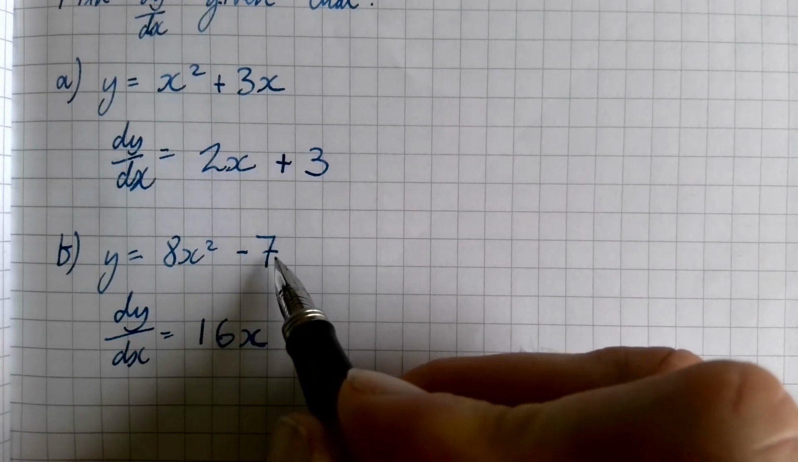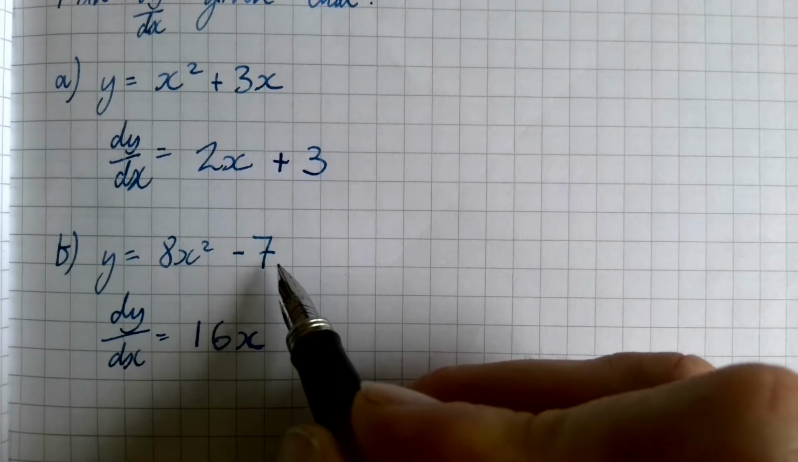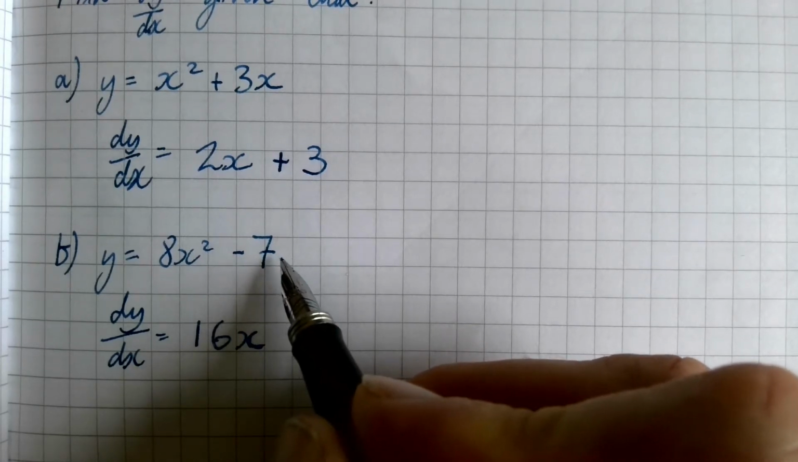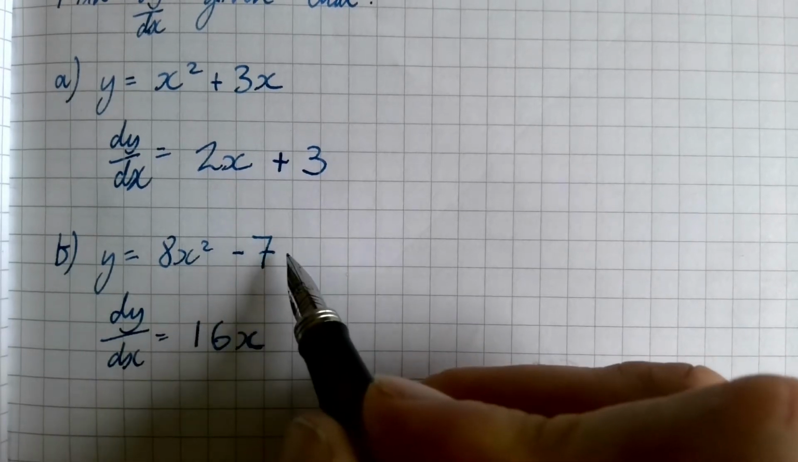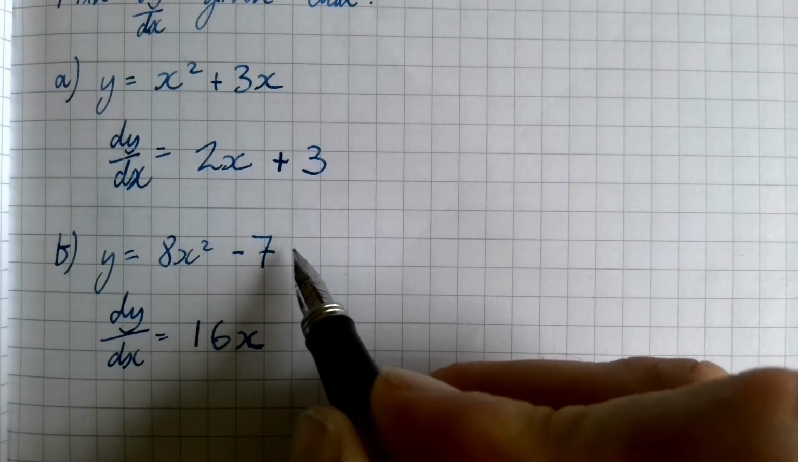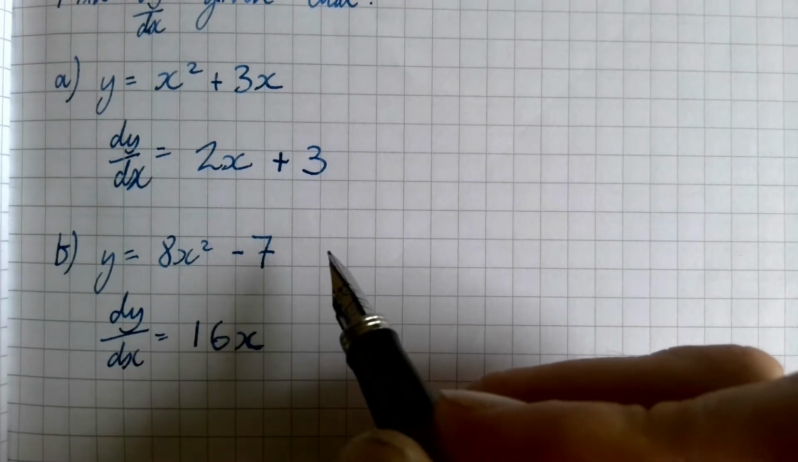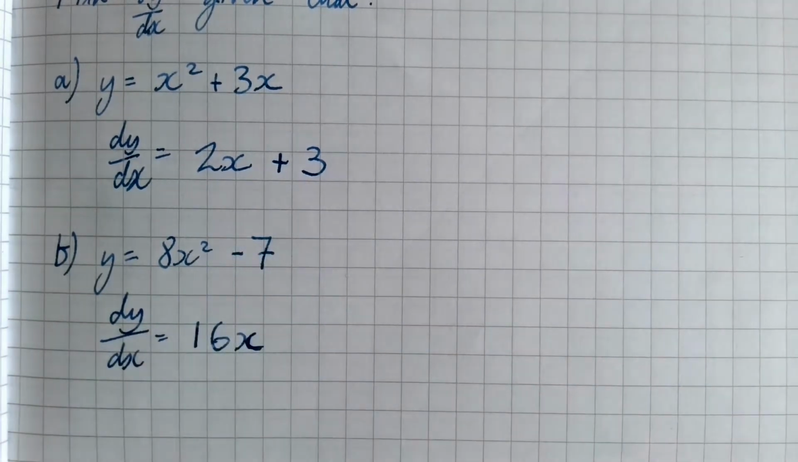And now what happens here? Well, if you think about what we're talking about, x to the power of 0, if you took 1 off that, you'd have x to the power minus 1. But remember, the first thing we do is we times by the power, don't we? So we would be timesing by 0. Times something by 0, you get 0. So the minus 7 just disappears. Numbers on their own disappear.